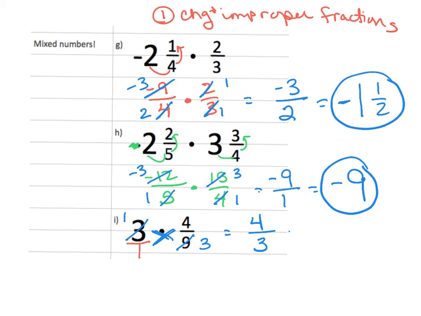Not done. We need to simplify. How many 3's come out of 4? 1 with 1 left over. So my answer is 1 1/3.